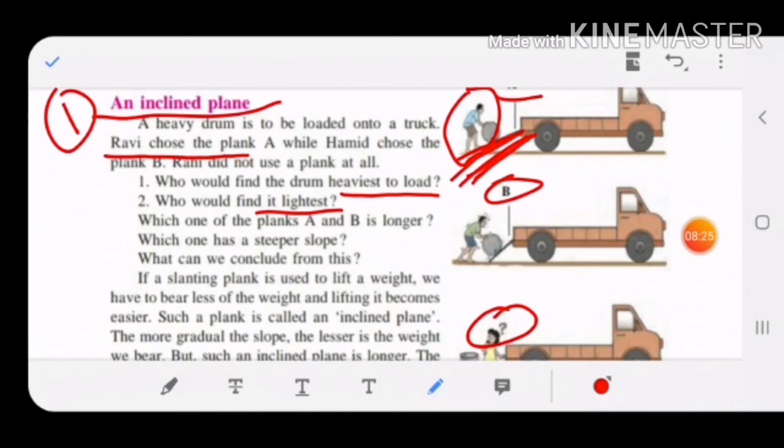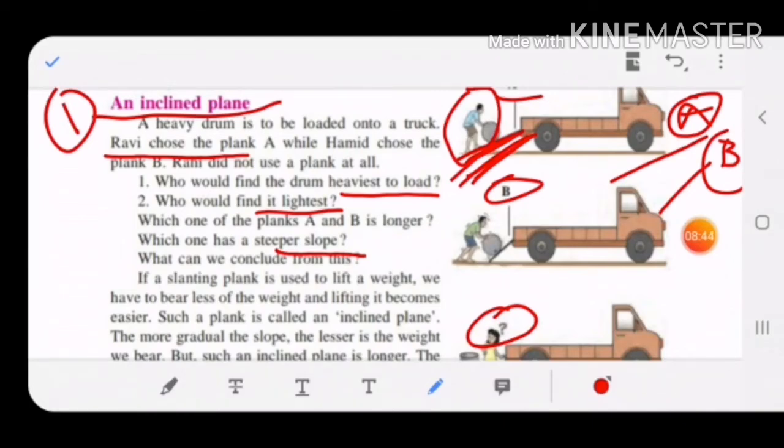Which one of plank A and B is longer? Children, definitely plank A, Ravi's one is the longer, and Hamid's one is the shorter. Okay, B, that is Hamid's one, is shorter and A, Ravi's one, is the longer. Which one has a steeper slope? Children, B is the steeper slope.